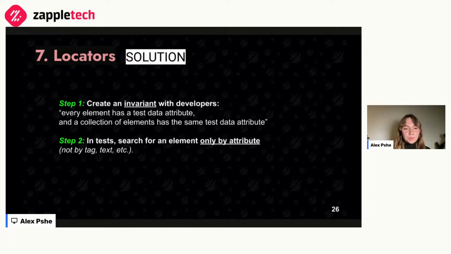And also, in tests, we should search for elements only by attributes, not by tag, text, or something else, only attributes, that's all. Or in a situation where we don't have an attribute, we should find the part of the element which should never change and use only this part. Technically it's also possible, with XPath, with CSS.